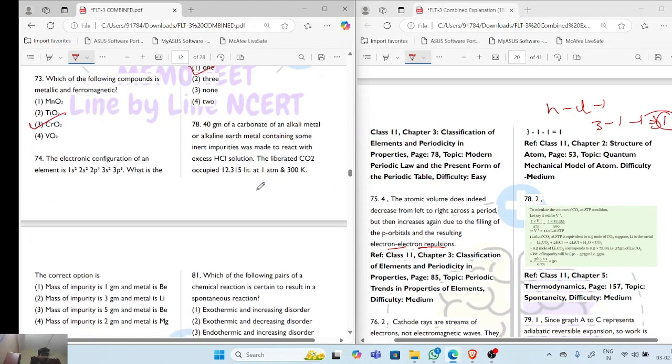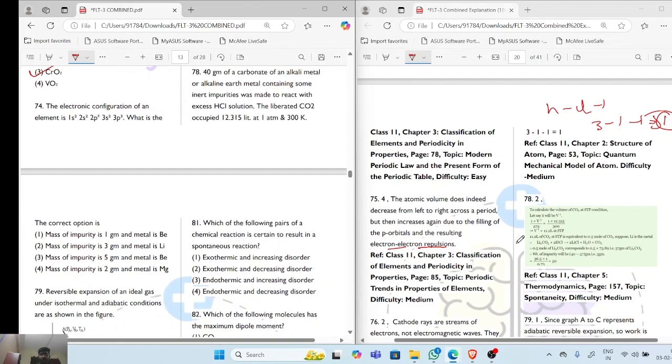Now comes to question number 78. 40 gram of carbonate of an alkali metal or alkaline earth metal containing some inert impurities is made to react with excess HCl solution. The liberated CO2 occupied 12.315 liter at 1 atm and 300 Kelvin. So we have to identify which one is the correct option.